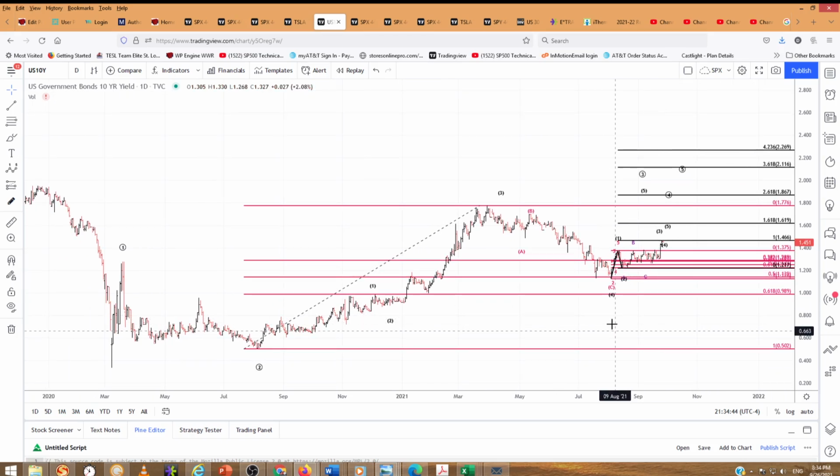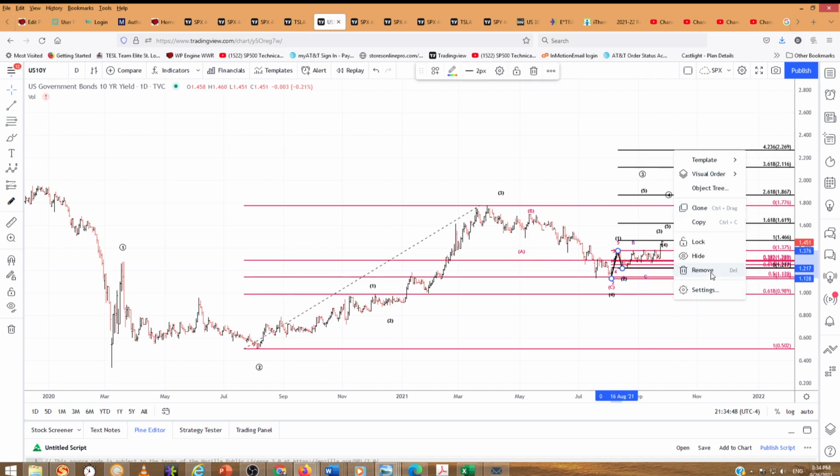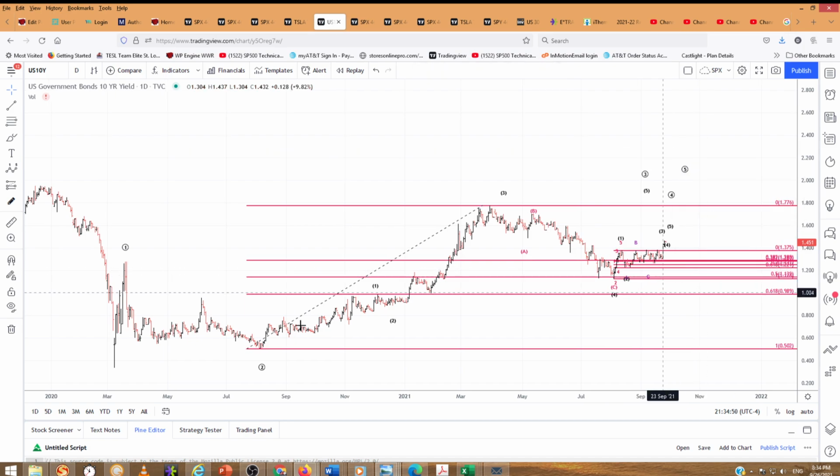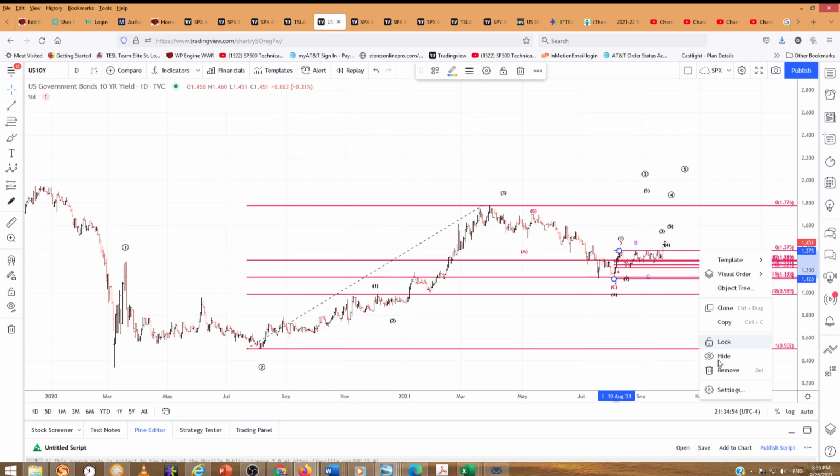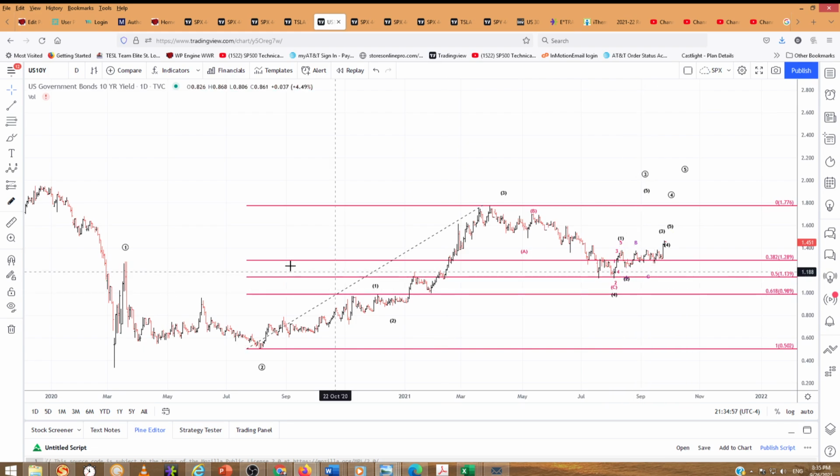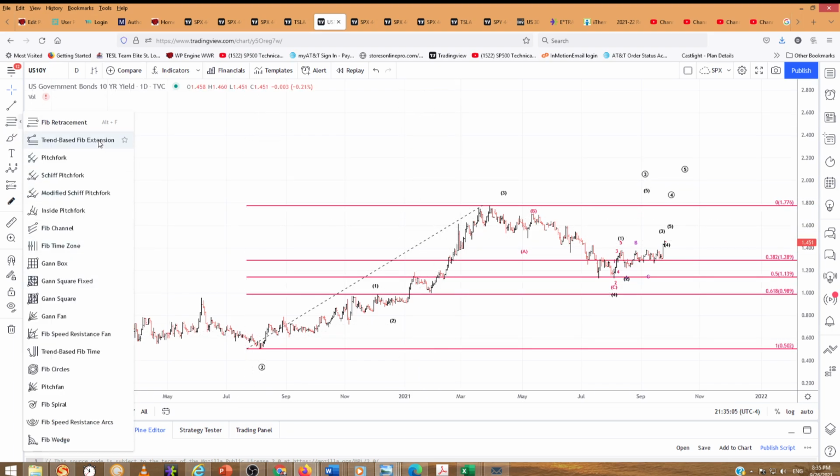Let me get rid of this and get a target for this bigger wave 5 if wave 4 is over there. I'm going to move these out, okay? Like I said, I hadn't looked in this for a while. If that's a 1 and that's a 2, then we have a 1, 2, 3, 4. So we got to get a target for 5. Let me get an extension in here.